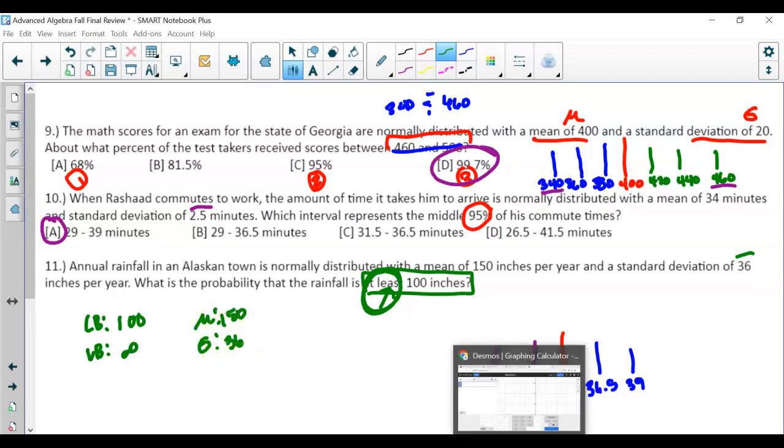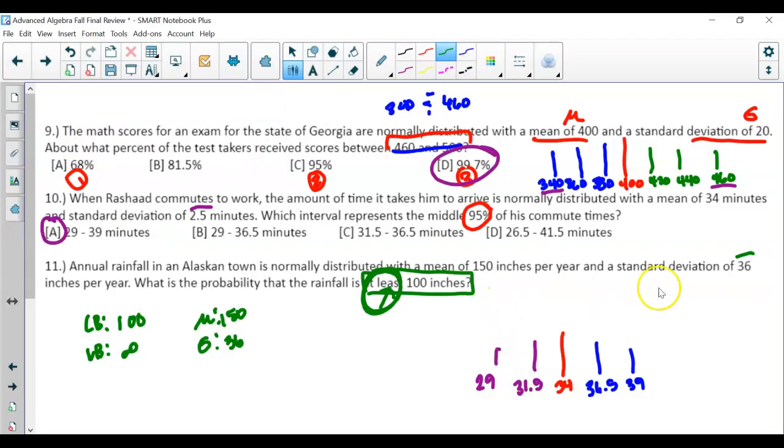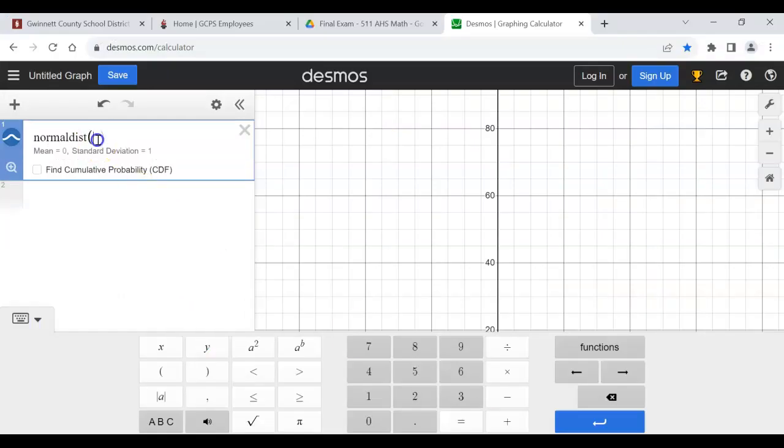So just to show you, this is when you type normal and then distribution. Notice how it stops. So now we open up our parentheses. So now notice here, the mean goes first, then the standard deviation. So our mean was 150, standard deviation of 36. So here we're at 150, comma, 36. Now close. See, now here we would usually use that option CDF.